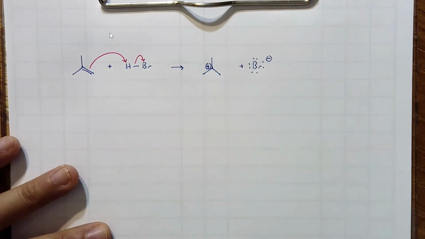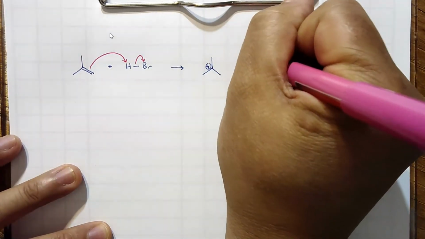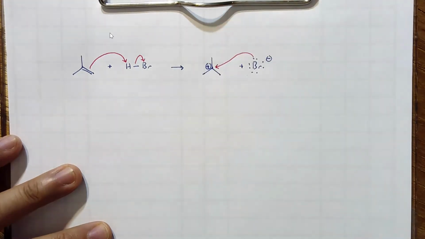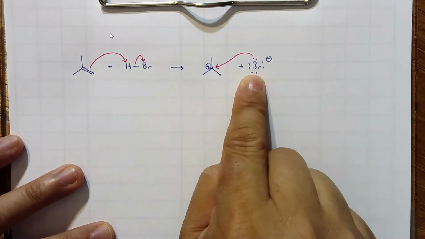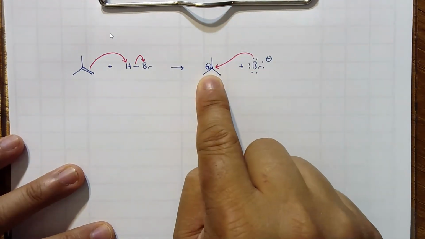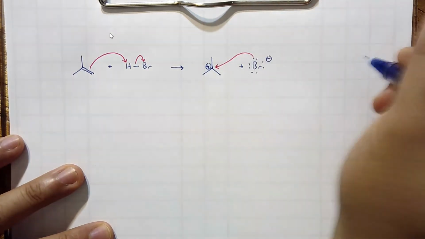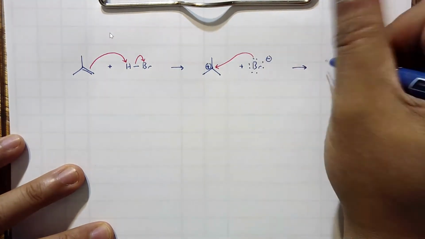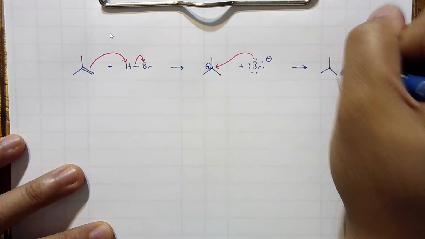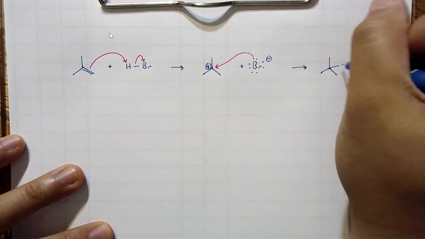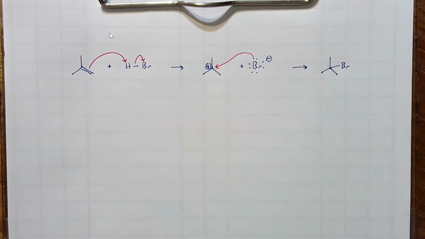The next step, pretty easy. Opposites attract, negative attracted to positive, source of electrons, electron deficient. And this is the last step. And I will draw it to the right. You could draw it down if you ran out of room. And we have this.